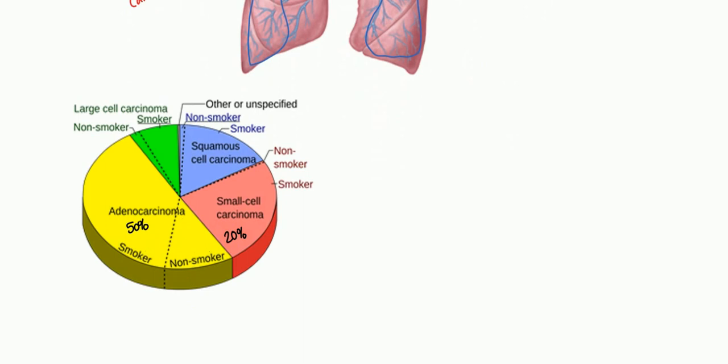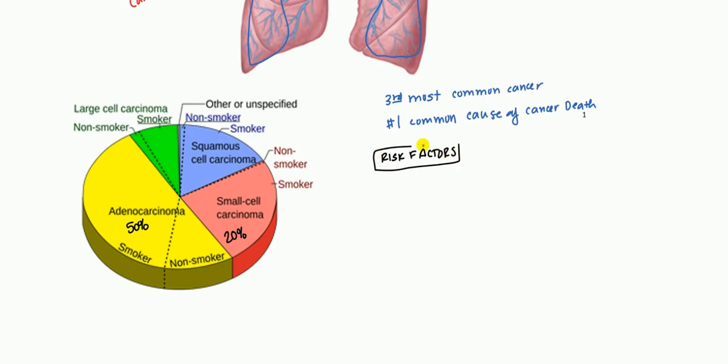Lung cancer is very common. It's the third most common cancer in the world, and it's also the number one cause of cancer deaths. So it's a killer. Let's focus now on risk factors. What can cause lung cancer?